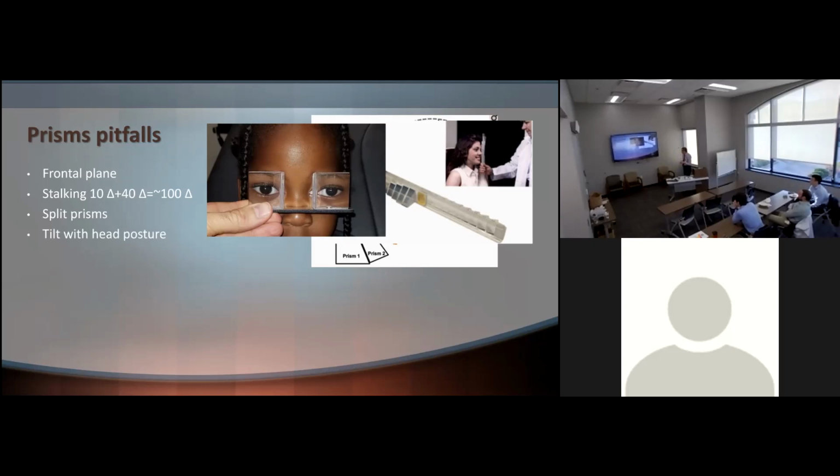Got it? When you check measurements while the patient is in right head tilt or left head tilt, remember to twist your prisms as well. You don't keep the prism straight and lose the head tilt. So tilt the prism with the head tilt.